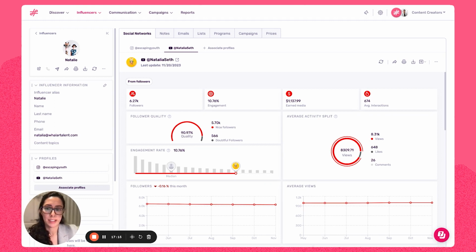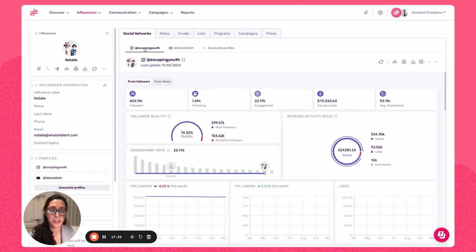So the advantage of creating an influencer page is that you have all this information all on one page, and it makes it really easy to, one, look at all the KPIs on one page, and then get a fuller picture of who this influencer is, and if you actually want to reach out to them and try incorporating them into your campaigns.